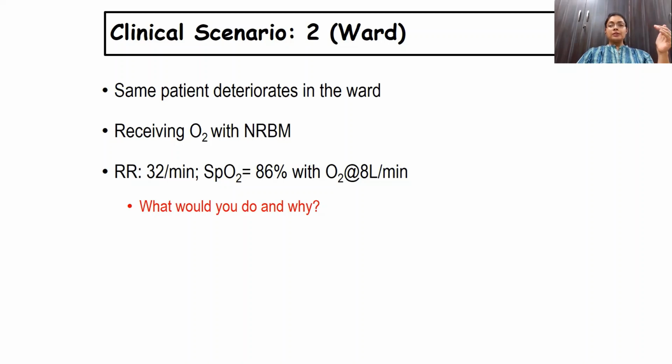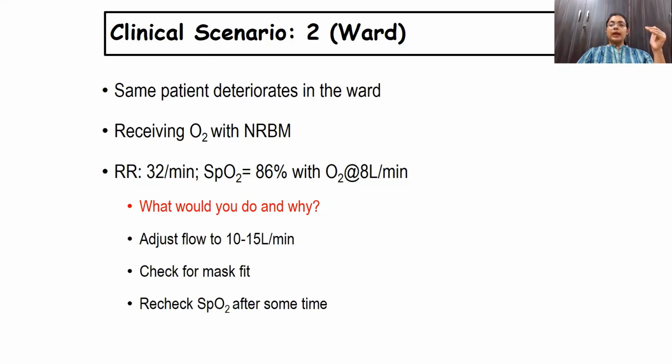No. First of all, you should be looking at the fit and then you have to look at the flow rates. So the recommended flow rate, as already discussed, was 10 to 15 liters per minute with a non-rebreathing face mask. So you see here the oxygen was running at 8 liters per minute. So first of all you adjust the flows to 10 to 15 liters per minute. Then you see that the oxygen is being delivered and the mask is fitting properly.